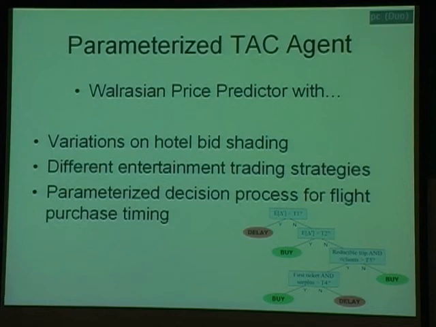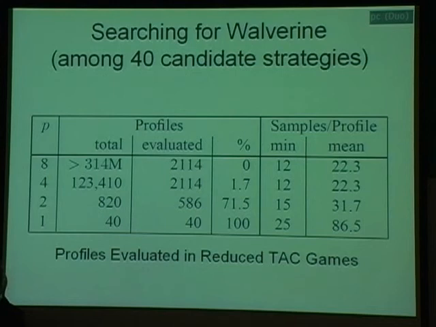We have this complicated decision process for the timing of buying flights, that we parameterize with a few thresholds. But the conclusion is we end up with a bunch of parameters. We sample very sparsely from that space and come up with 40 candidate strategies for Wolverine. With 40 strategies in the full eight-player game, there are hundreds of millions of possible profiles, and this is where the player reduction is really critical.